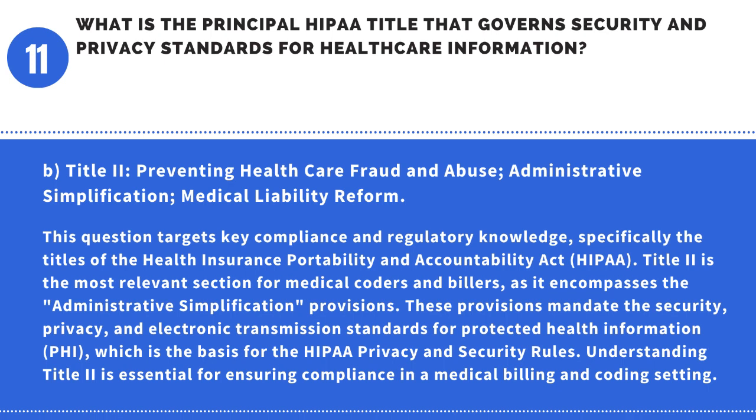This question targets key compliance and regulatory knowledge, specifically the titles of the Health Insurance Portability and Accountability Act, HIPAA. Title II is the most relevant section for medical coders and billers, as it encompasses the administrative simplification provisions. These provisions mandate the security, privacy, and electronic transmission standards for protected health information, PHI, which is the basis for the HIPAA privacy and security rules. Understanding Title II is essential for ensuring compliance in a medical billing and coding setting.